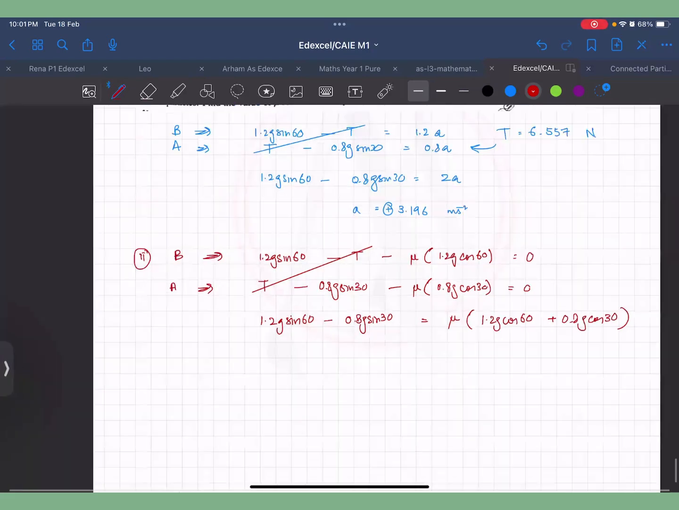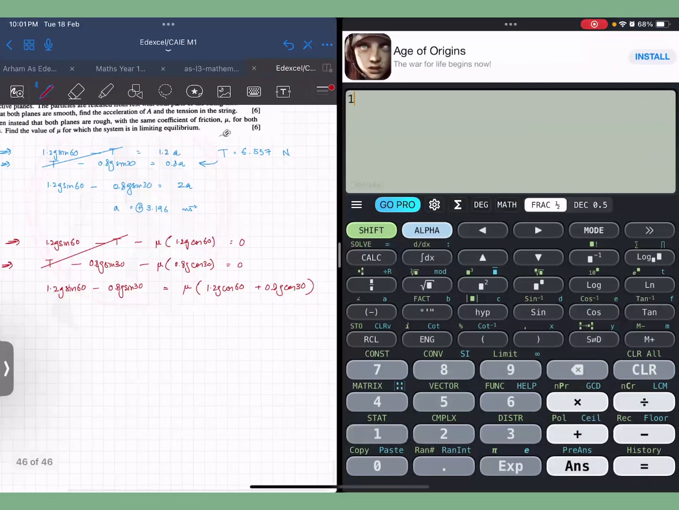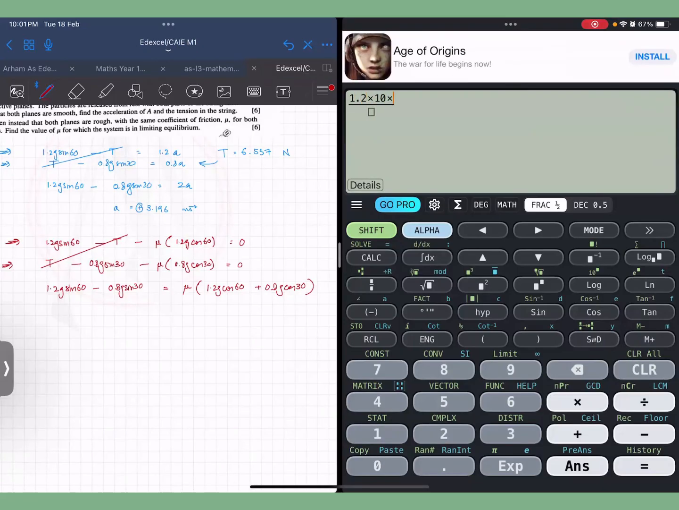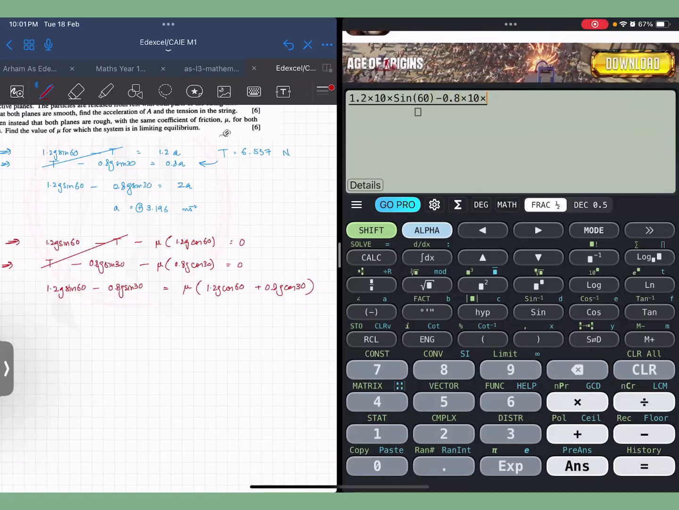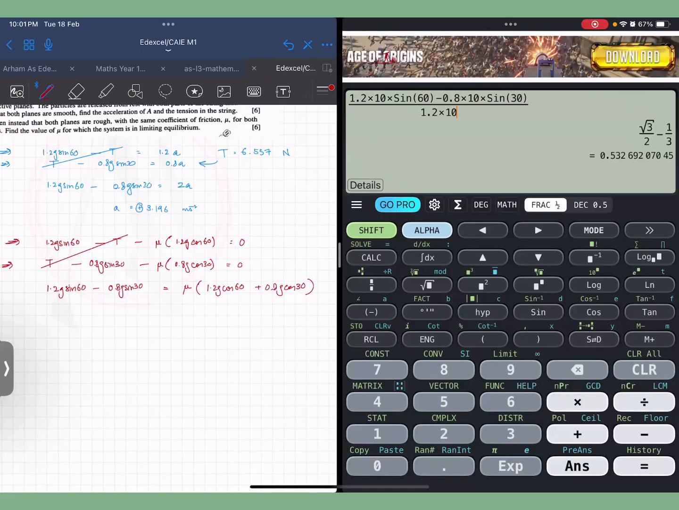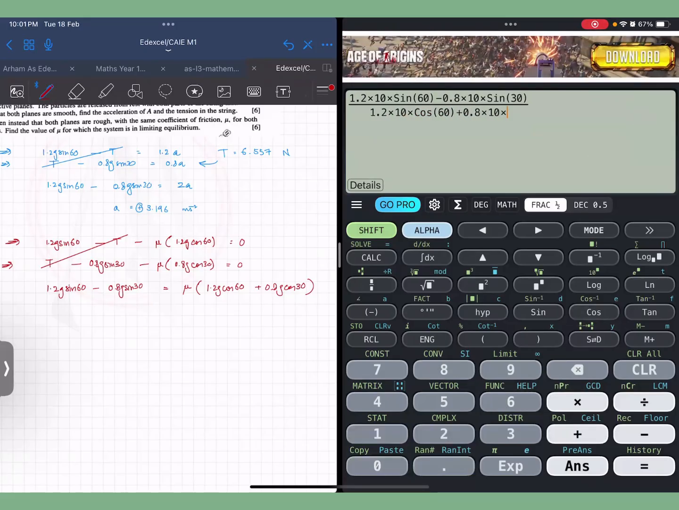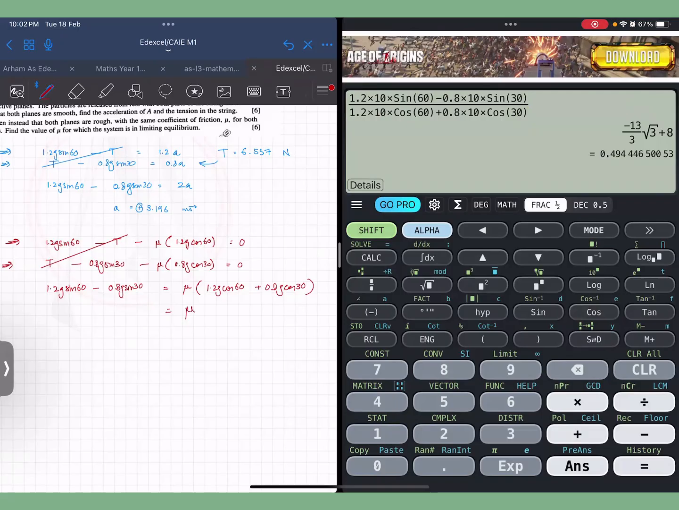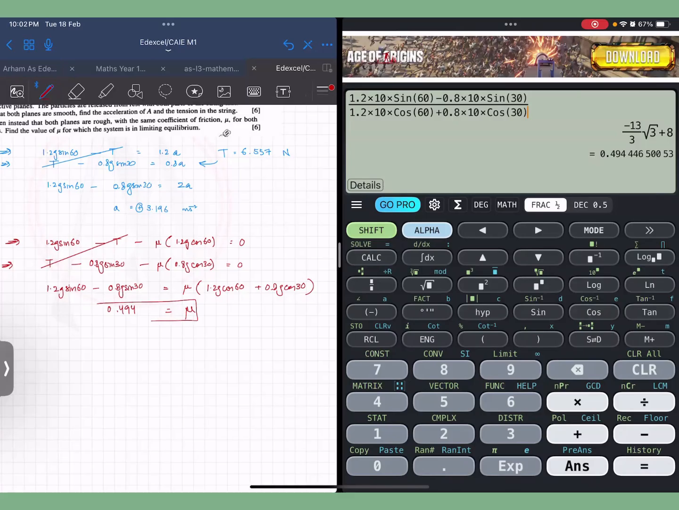So yes, look, the mu would come out to be positive, I think. Let's form a single fraction: 1.2 times 10 times sine 60 minus 0.8 times 10 times sine 30, divided by 1.2 times 10 times cos 60 plus 0.8 times 10 times cos 30. So your mu is coming out to be 0.494. This is the final answer. That's it.